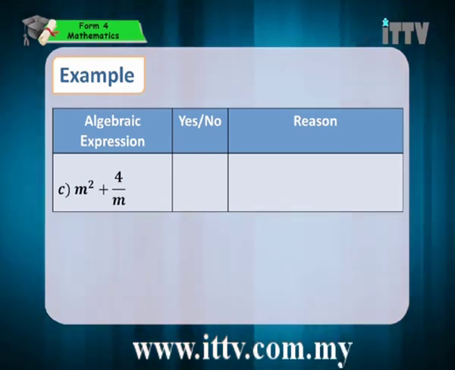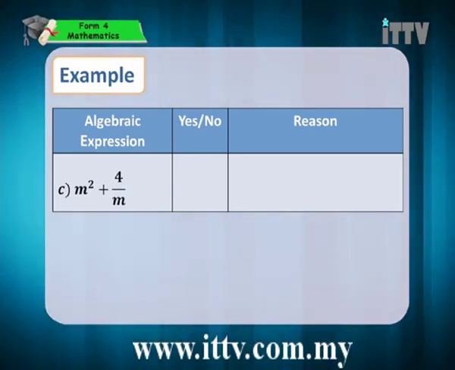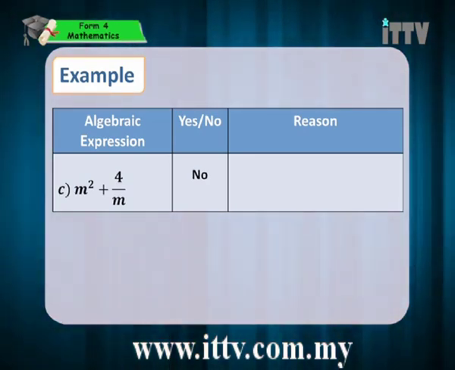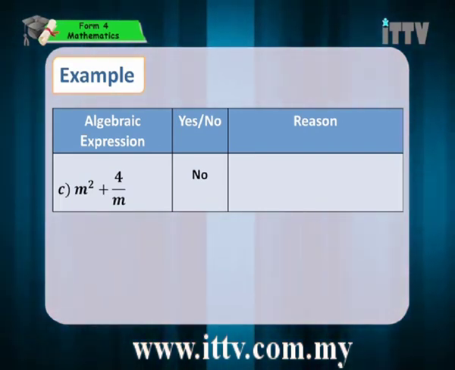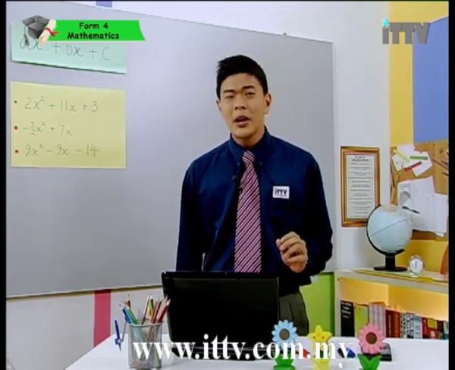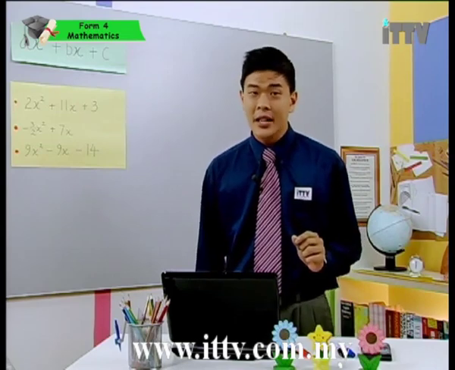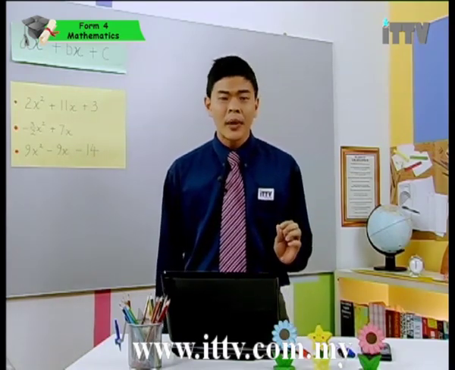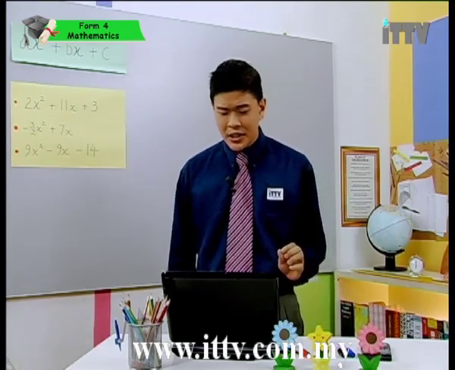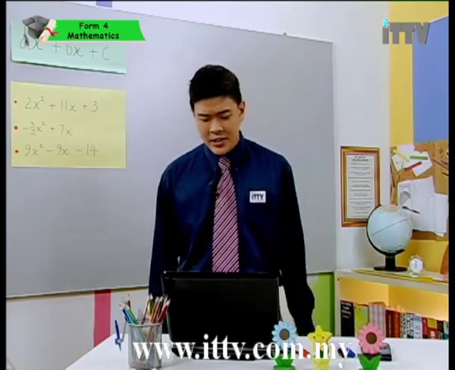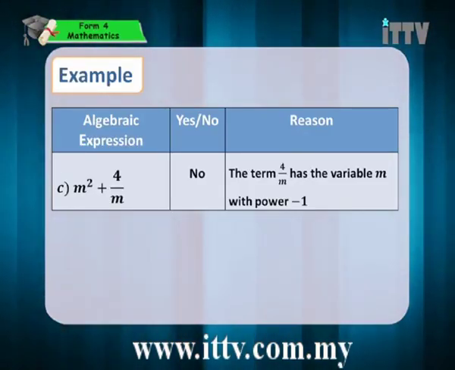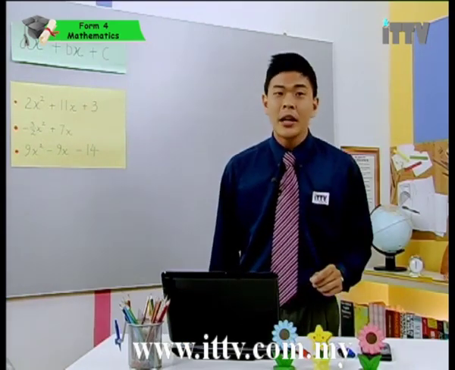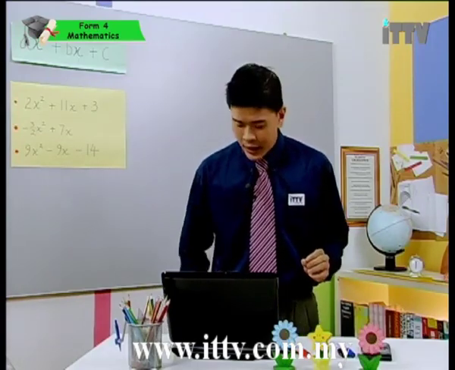In C, the expression m squared plus 4 over m. Yes or no? One look and you can check. The variable, there's only one, which is m. The power is 2, but be careful. This is not a quadratic expression. Why? Because we have learned just now that the index or the power of the variable, in this case m, cannot be negative. Every time you see a variable in a fraction, in this case 4 over m, the power is actually negative 1. So the term 4 over m has the variable m with a power of negative 1, and the whole expression is not a quadratic expression at all. Remember guys, it must fulfill every criterion of a quadratic expression.